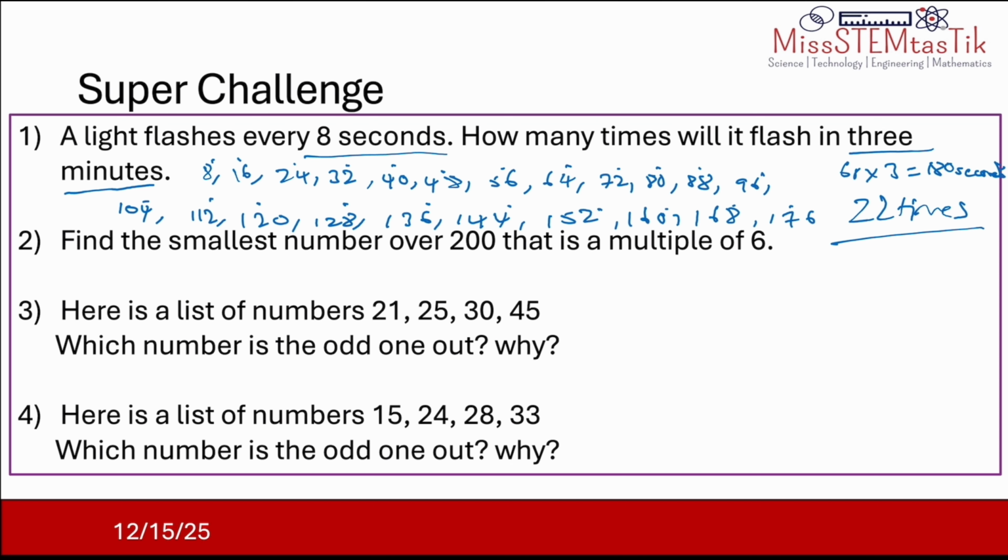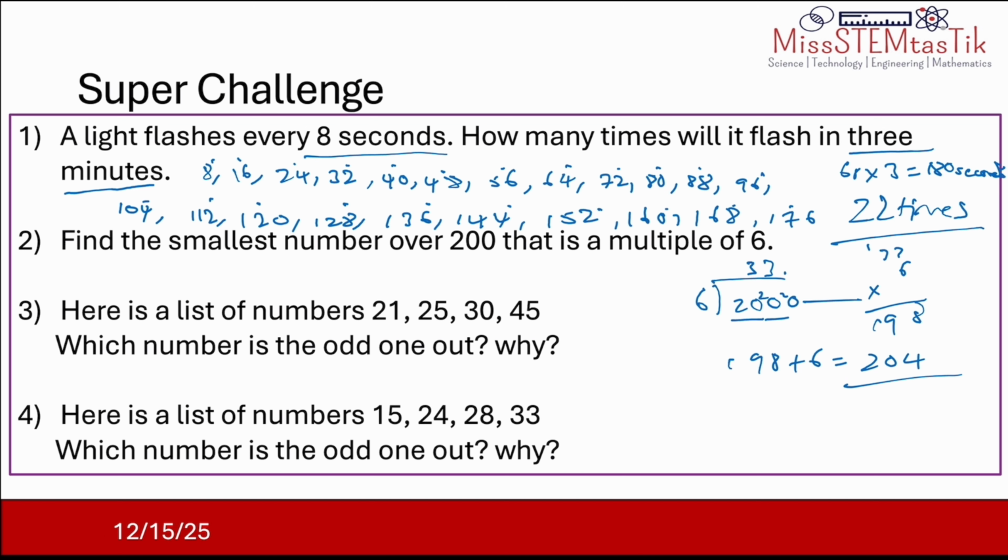Find the smallest number over 200 that is a multiple of 6. I am not going to write all the multiples of 6 until I get to 200. Instead, I will use the bus stop method to work out how many 6s I can fit into 200. So using the bus stop method will give me an answer of 33 point something. So I'm going to ignore the decimal point. I'm going to take the 33 and multiply by 6. So this will tell me how many times the 6 fits into 200. And then I can just add 1 more 6 to that to find the smallest number over 200 that is a multiple of 6. So 198 plus 6 is 204.